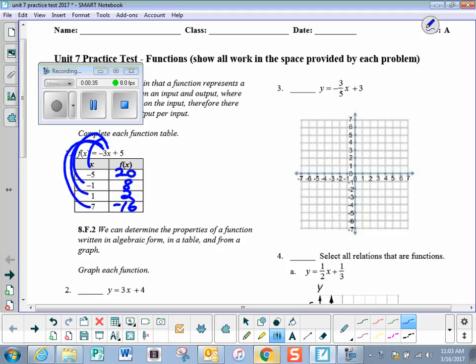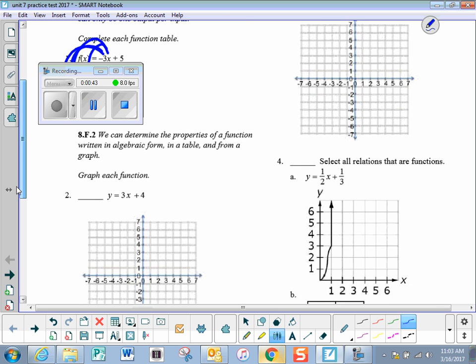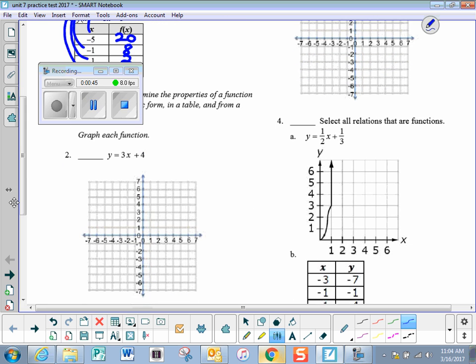Multiplying and adding, Brian. This means -3x means multiply -3 times x, and then you add 5. Order of operations. Number 2, we are graphing. This is the b or y-intercept. I start at 4. Where do I go from there? Rise 3, run 1. Or I could rise -3, run -1. It has a positive slope. So it's a line with a positive slope.